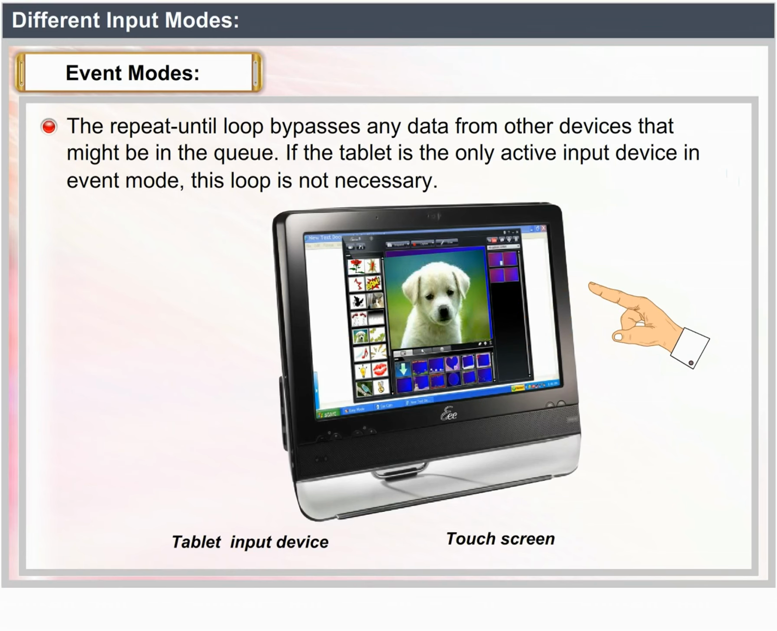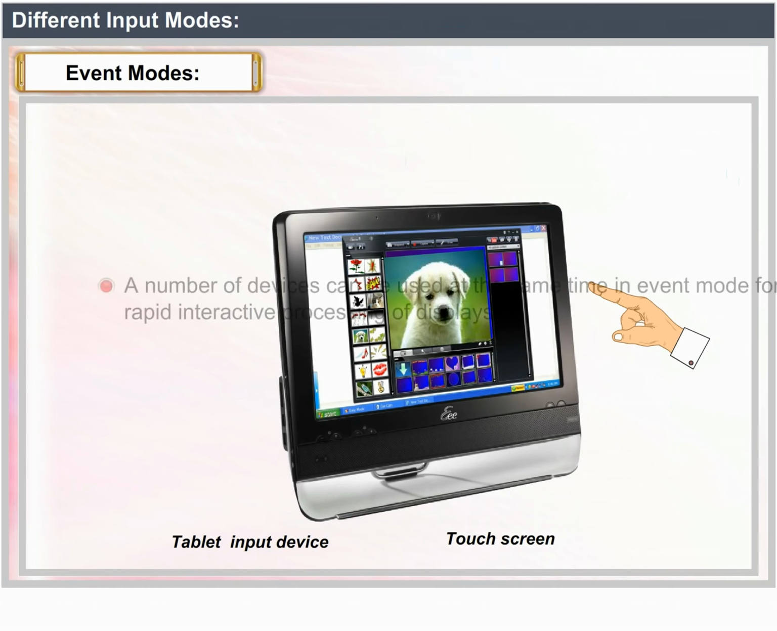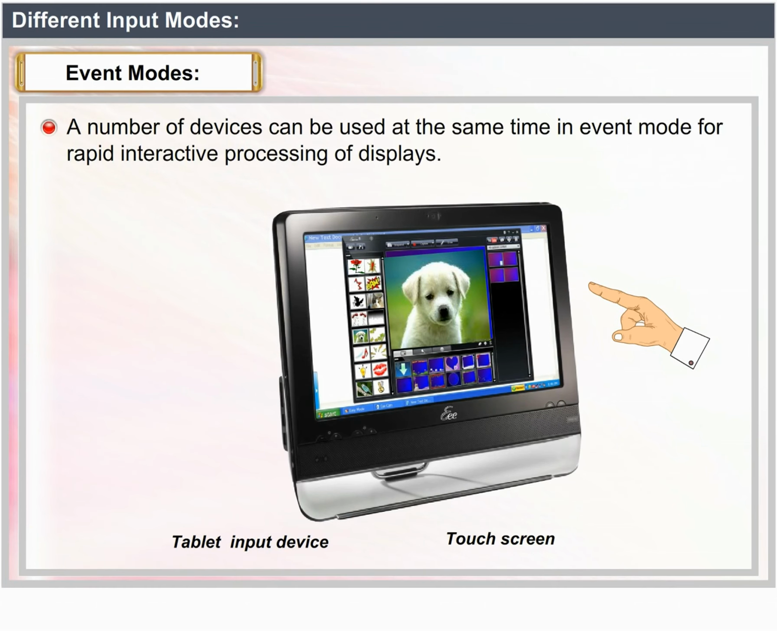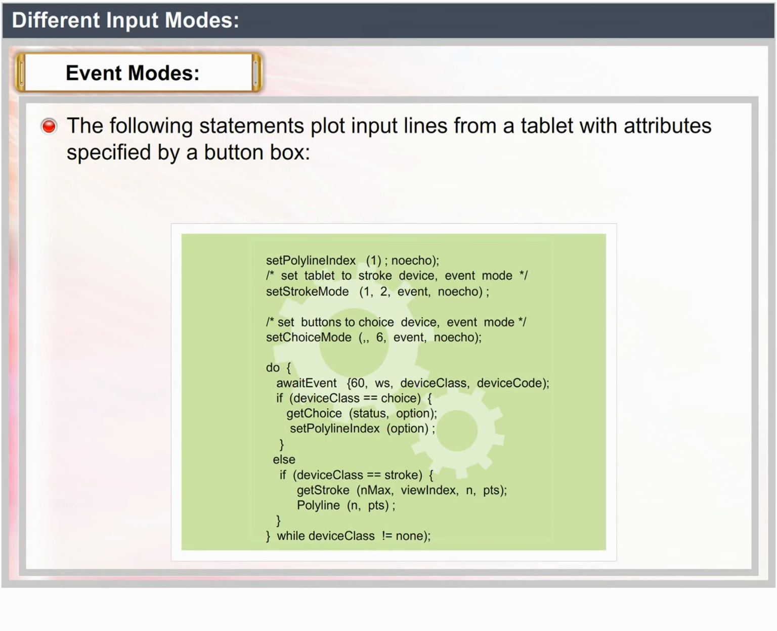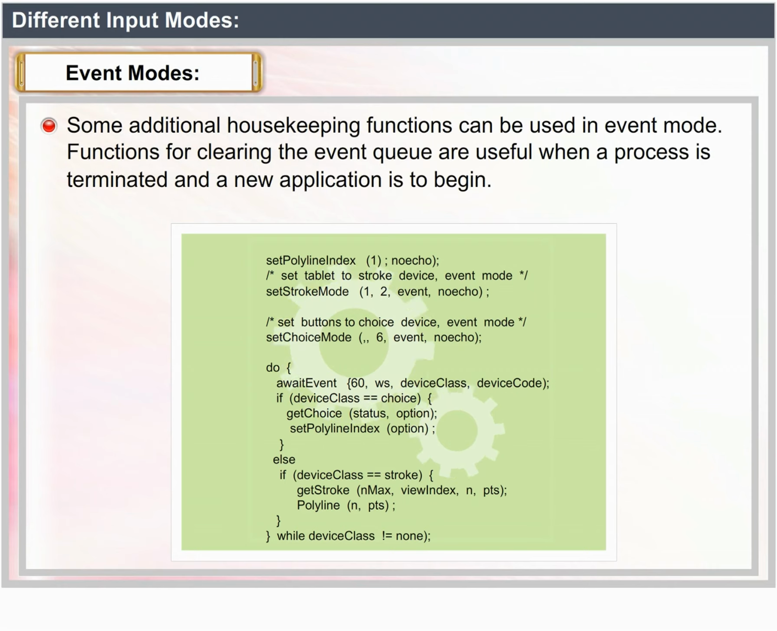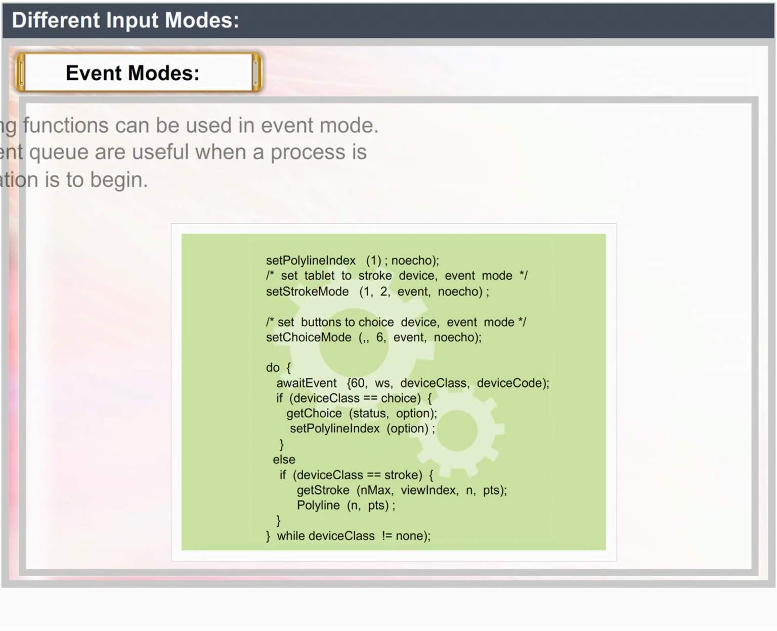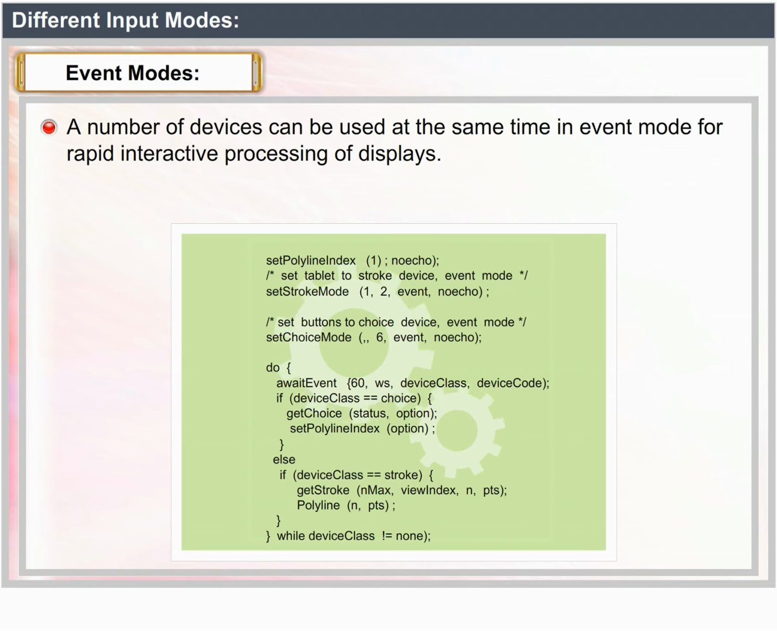A number of devices can be used at the same time in event mode for rapid interactive processing of displays. The following statements plot input lines from a tablet with attributes specified by a button box. Some additional housekeeping functions can be used in event mode. Functions for clearing the event queue are useful when a process is terminated and a new application is to begin. These functions can be set to clear the entire queue or to clear only data associated with specified input devices and workstations.